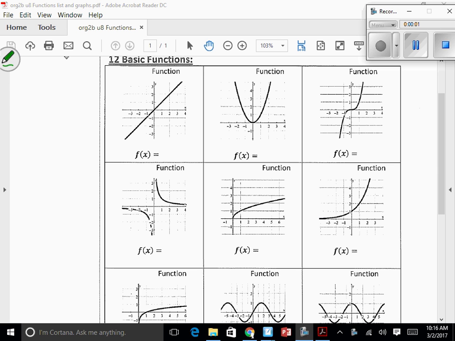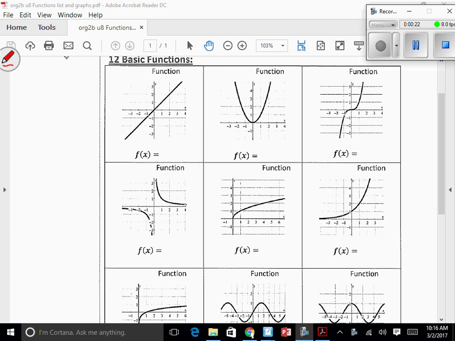Org2b, orange class, unit 8. We're looking at the final standard. But before doing that, I just want to mark some of these guys and give them names. Some of them I had to look up the official name of them and the formulas. So let's see what we got here.